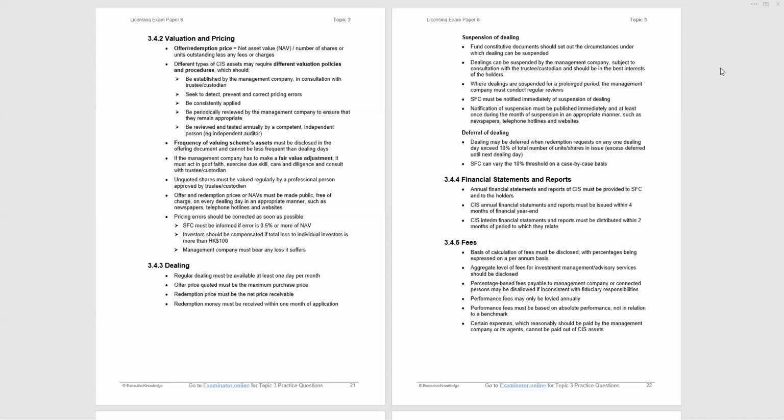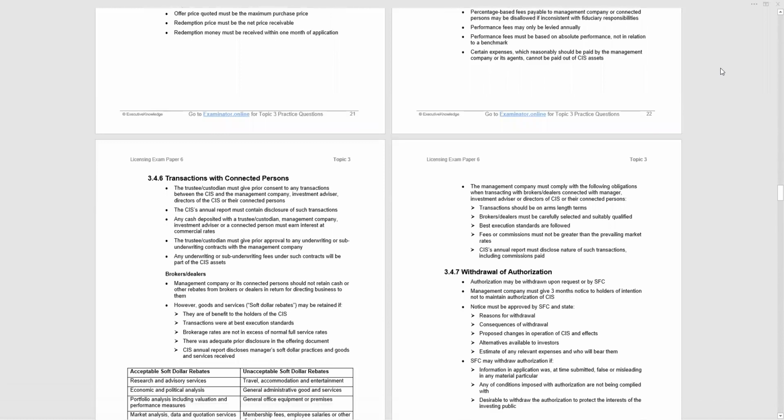3.4.4, again, on an ongoing basis, the financial statements and reports that must be provided. The annual financial statements must be issued within 4 months of the financial year end, very standard, and interim financial statements must be distributed within 2 months of the period to which they relate. Then the fees for collective investment schemes on an ongoing basis. Base of calculation must be disclosed, percentage expressed on a per annum basis, and I'll leave you to read the other points there, but I'd be aware of basis for fees.